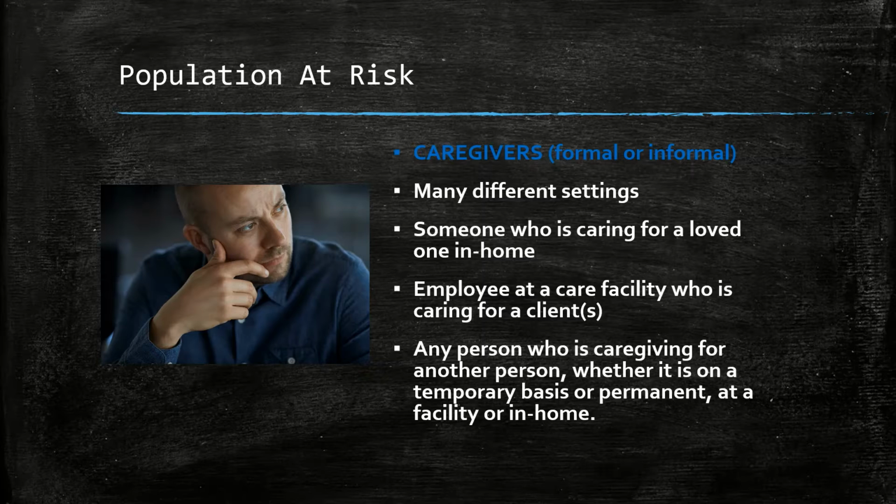The population at risk. The population that is at risk for caregiver stress and caregiver burnout are, as you might have guessed, caregivers. Caregivers may be formal or informal. An example of a formal caregiver is someone who cares for a patient at a facility or through an agency. An informal caregiver may be someone who cares for a loved one or a family member in the home setting.